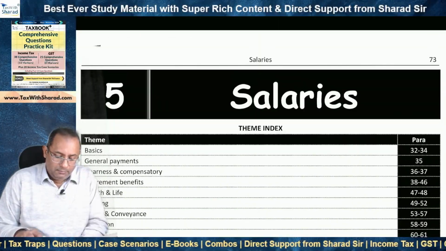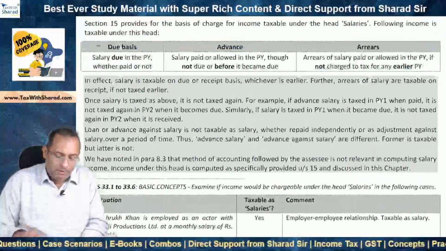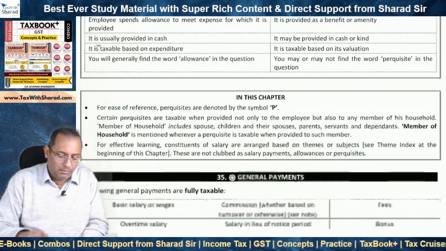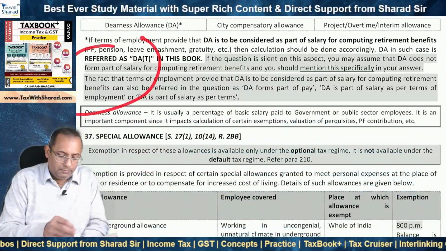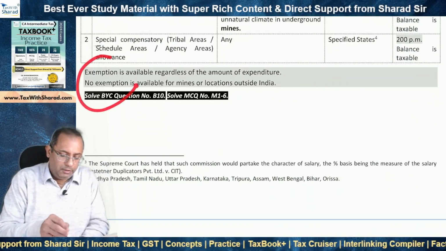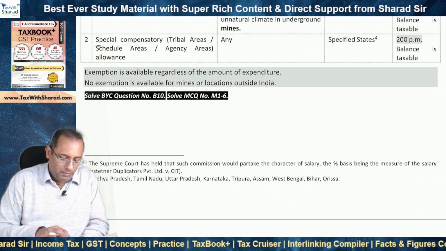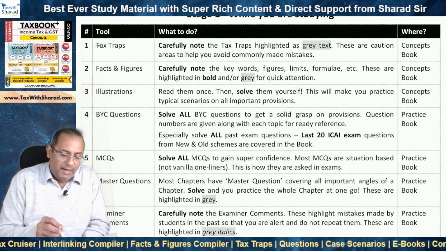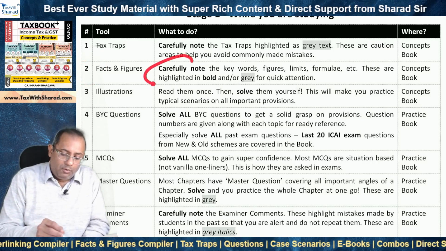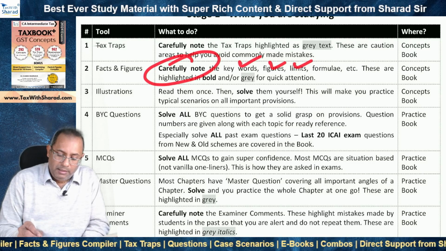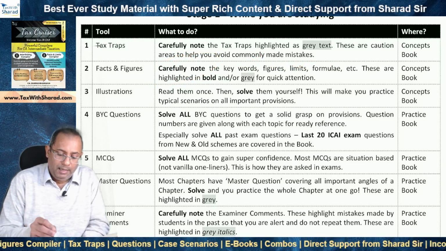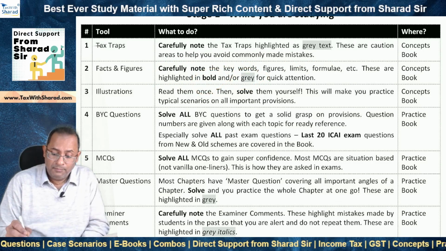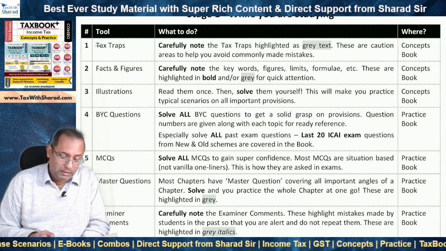And if you look at the various chapters, you will see these tax traps in gray across the book, right? So you will see all these tax traps, and you need to look at these carefully. Number 2 are facts and figures. Carefully note the key words, figures, limits, formulae, dates, etc. These are highlighted in bold and or gray for quick attention, and they also help in speedy revision. And you will find this across the concepts book.